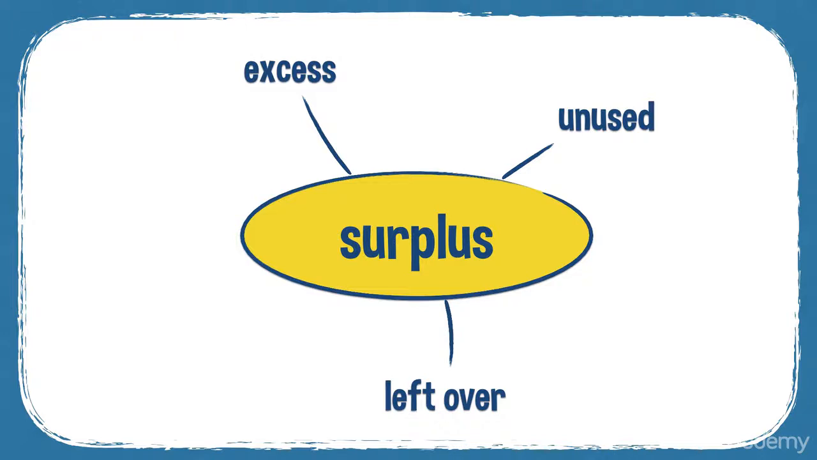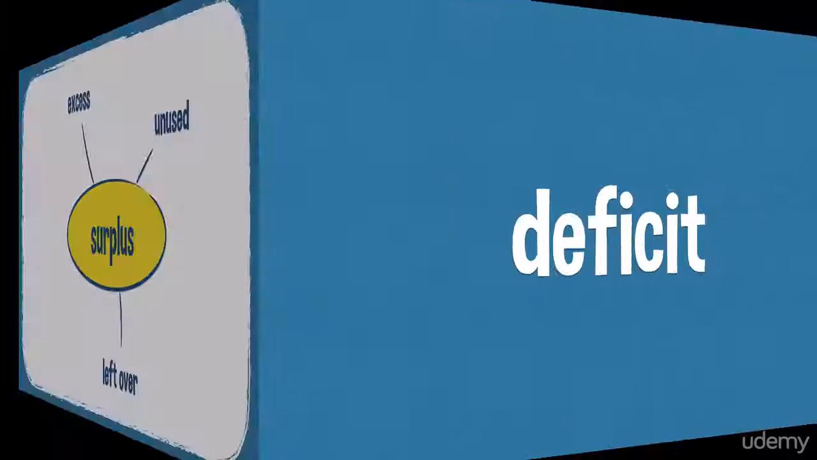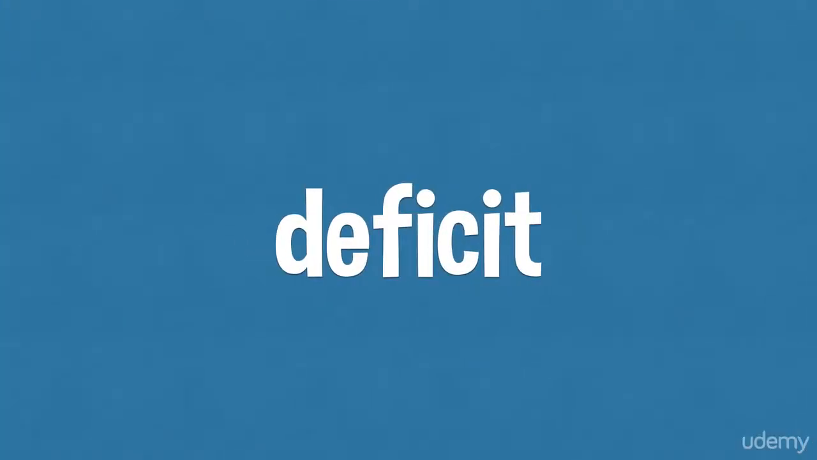Our next word is the opposite of a surplus, a deficit. A deficit is when you don't have enough resources, when you don't have enough money for what you need. So a country with an economic deficit spends more money than it gets in from things like taxes. It spends more money than it has.